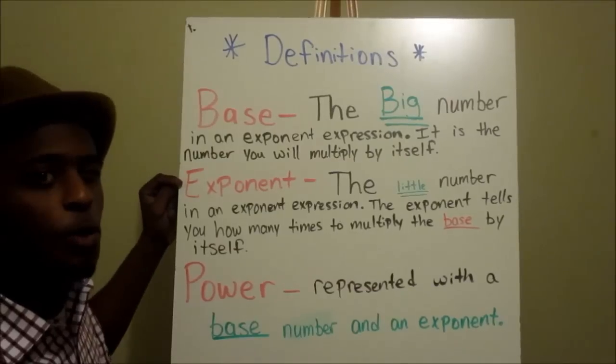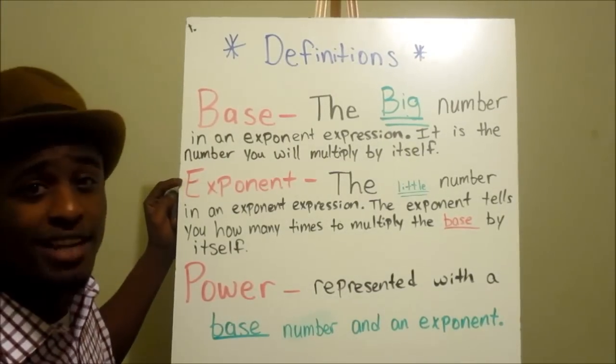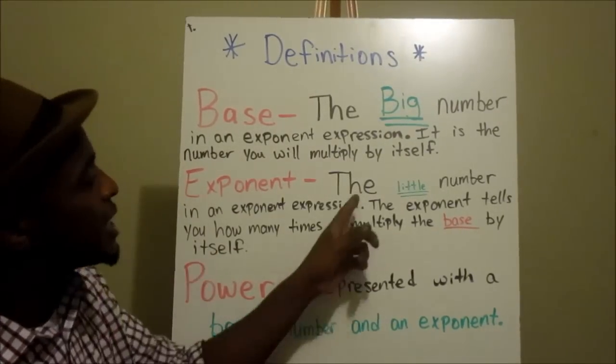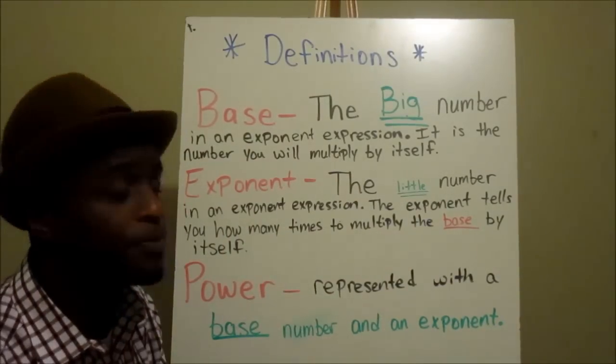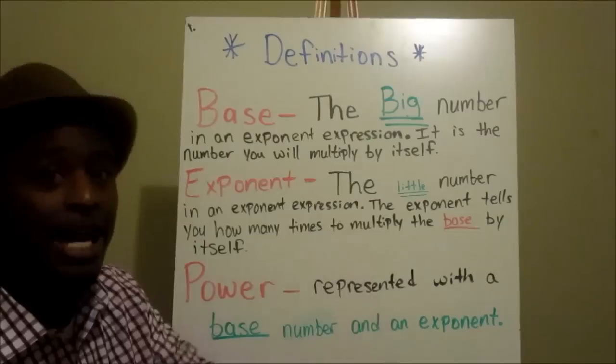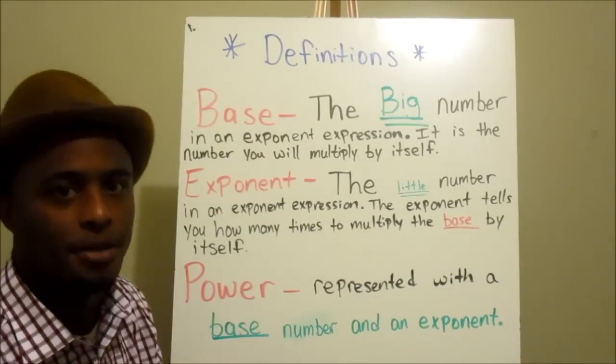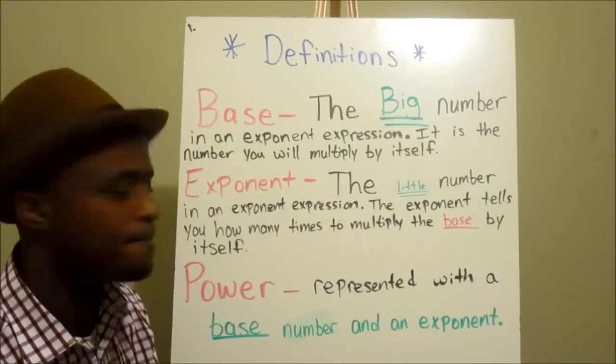The second vocabulary word is going to be the word exponent. You're going to be using it a lot throughout this unit. The exponent is the little number up in the corner in an exponent expression. The exponent tells you how many times you multiply the base by itself. It's very important that you understand that.